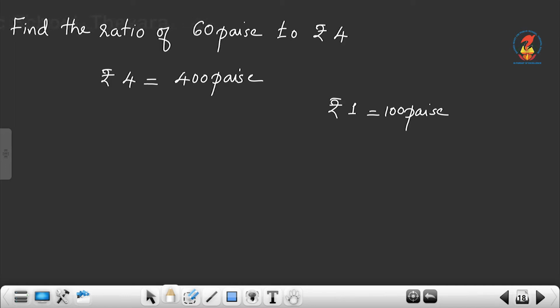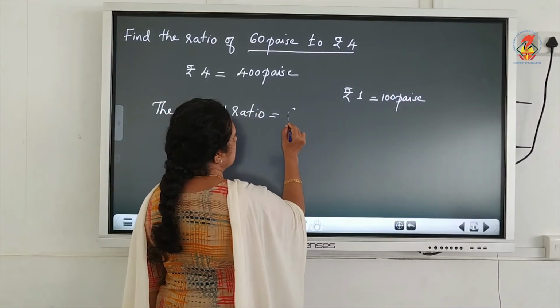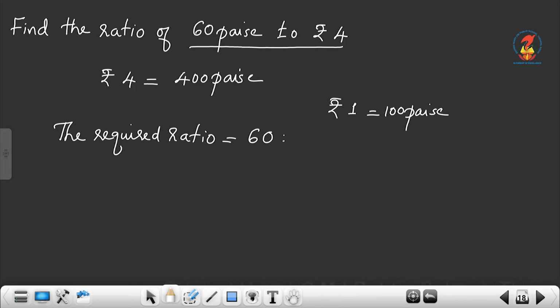Now, we have to find out the ratio. Therefore, the required ratio is equal to the ratio of 60 paise to rupees 4. So, the order of the terms is very important. First, it is given as 60 paise. So, you have to write 60. 60 is to, the second quantity is 400. So, 60 is to 400.